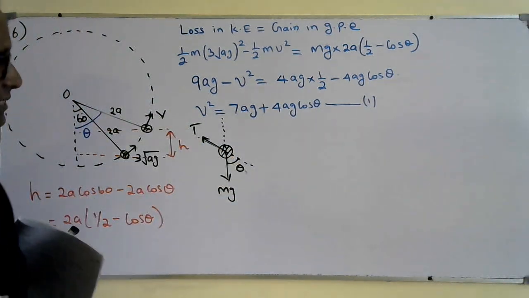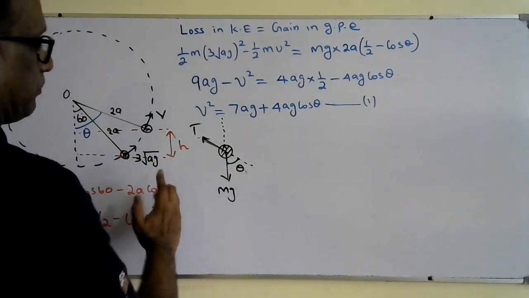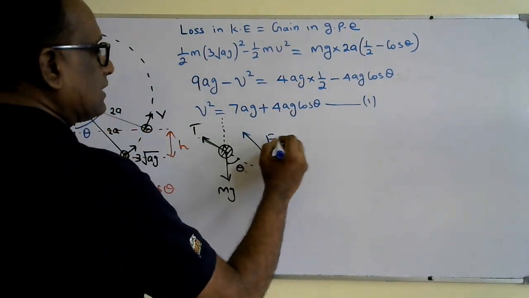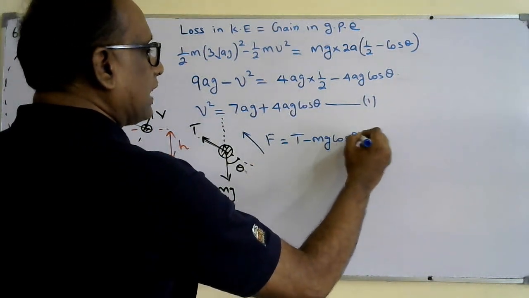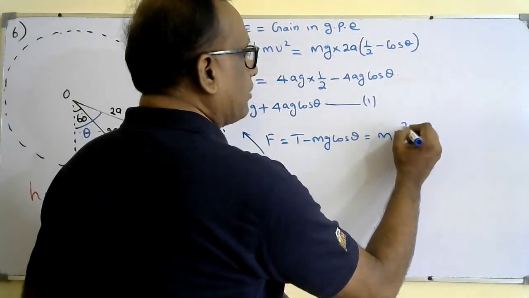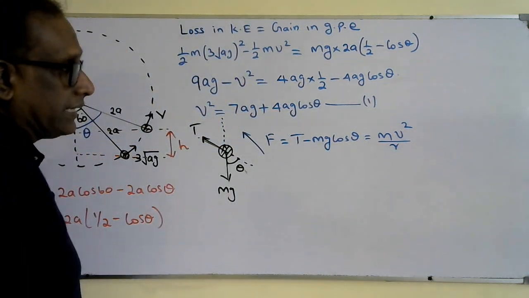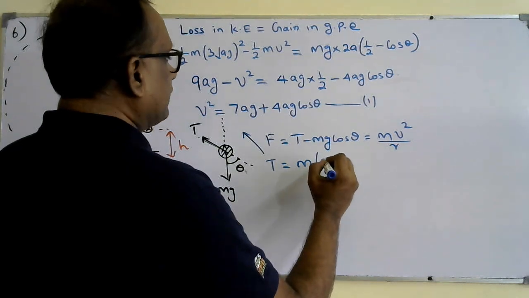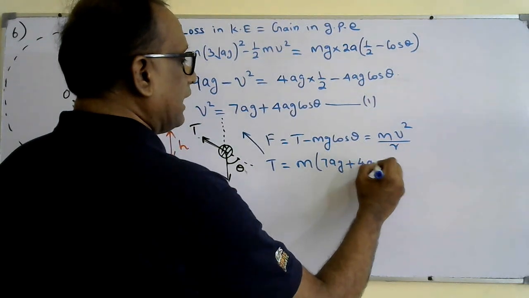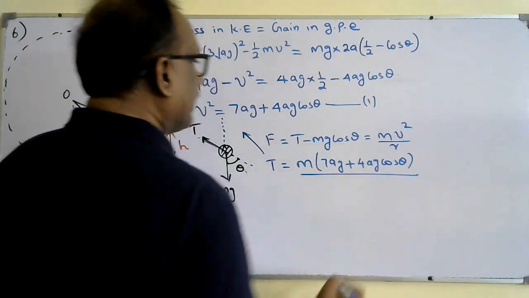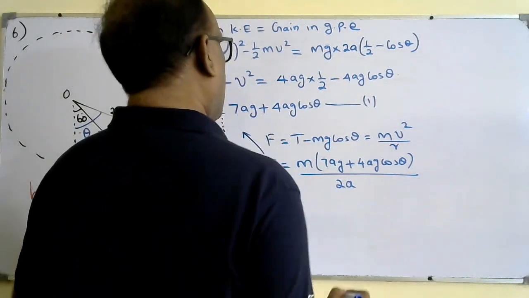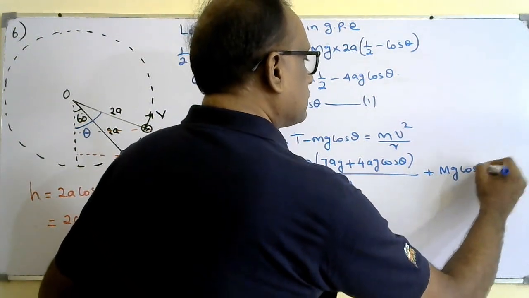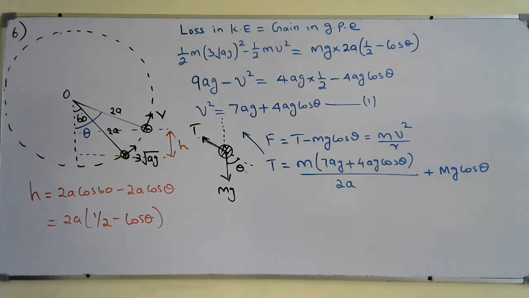The resultant force towards the center of the circular path, from the only two actual forces acting on the particle, will be T minus mg cos theta. I want to find the equation for the resultant force towards the center, which is here O. So T minus mg cos theta equals mv squared over r. That's the standard equation given in your booklet. So T is equal to mv squared over r plus mg cos theta. For v squared I can write m into (7ag plus 4ag cos theta) over r, where the radius of the circular path is 2a, plus mg cos theta taken to the right side. Solve it and get the expression for the tension now.